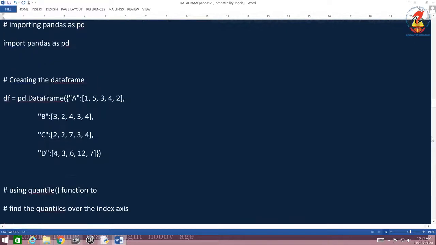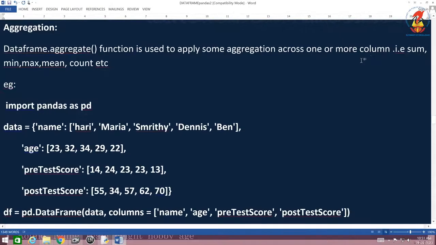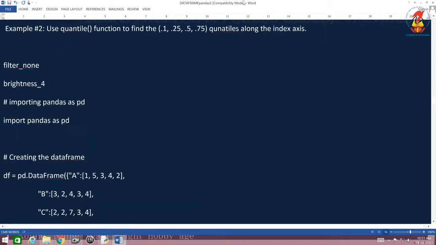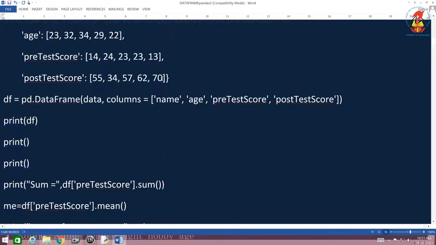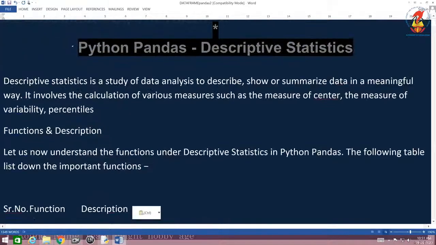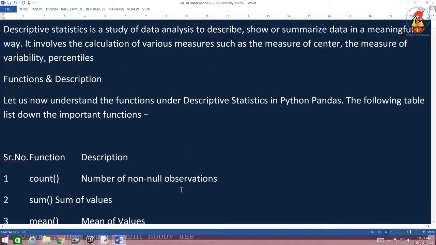Let me just scroll up. Okay, we are here. Python Pandas descriptive statistics. This also I started. Descriptive statistics mainly contain certain functions which I showed you in a very random, very fast manner in the last video. Some of those functions are easy to understand and some are a little difficult.